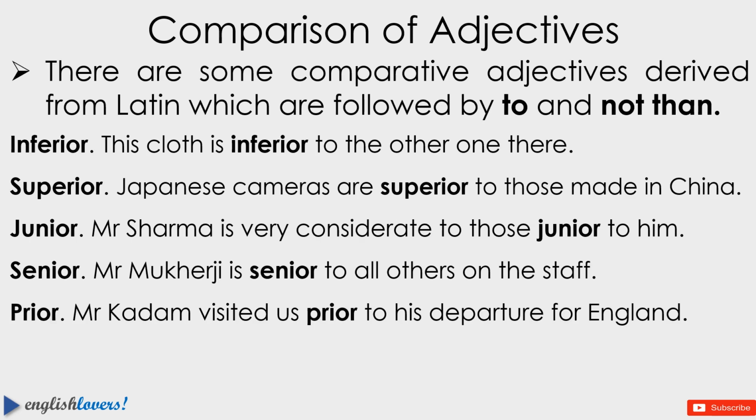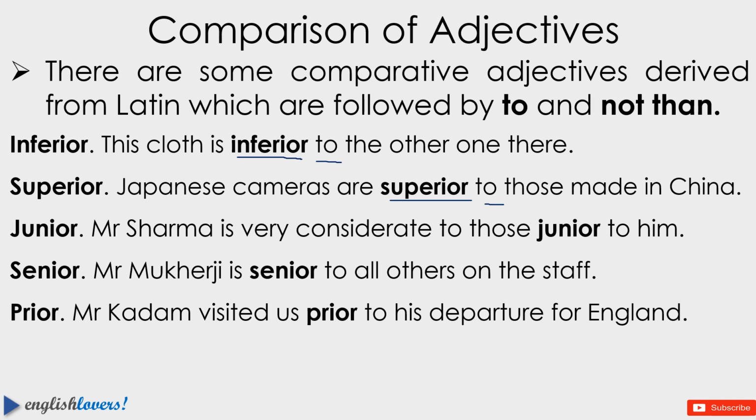There are some comparative adjectives derived from Latin which are followed by to and not than. So examples of such adjectives which have been derived from Latin, they are inferior. This cloth is inferior to the other one there. So here inferior is an adjective derived from Latin and it uses to and not than. Next is superior. Japanese cameras are superior to those made in China. Here also superior is an adjective and to is used with this in comparison.